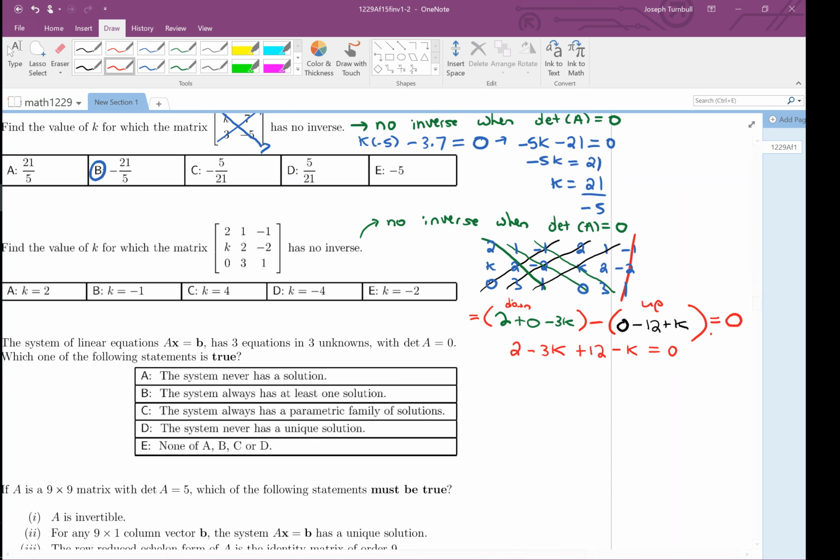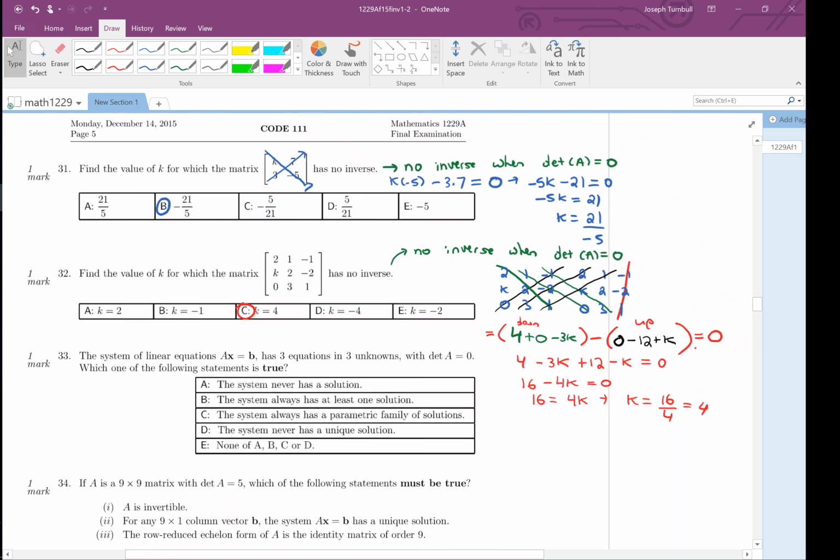Oh, I screwed something up. 2 times 2 times 1 is not 2, it's 4. So sorry about that. Just looking ahead, my answer wasn't making any sense. Okay. Now, 4 plus 12, 16. Negative 3k minus k, minus 4k equals 0. Add 4k to both sides. 16 equals 4k. Then divide both sides by 4. So k is 16 over 4, which is positive 4. So option C, number 32.